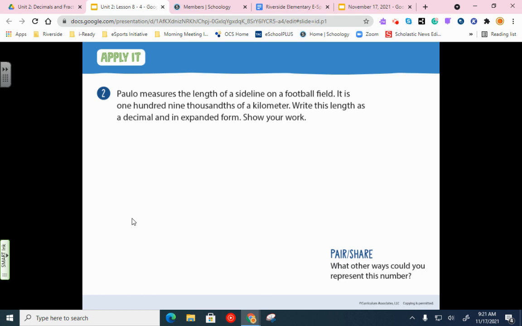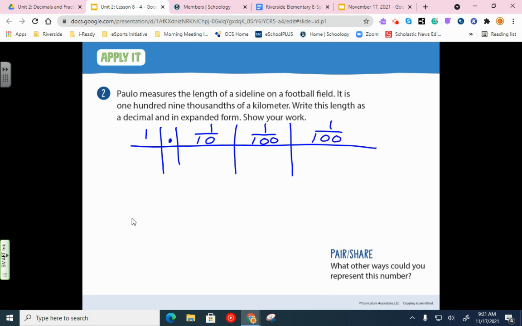So there's a lot going on here. But let's build a place value chart. Again, when in doubt for stuff like this, start with the place value chart and just start putting in the things that you know. So this one is 109 thousandths of a kilometer. Thousandths is our least place value. So it looks like we're going to do 109 thousandths just like this.